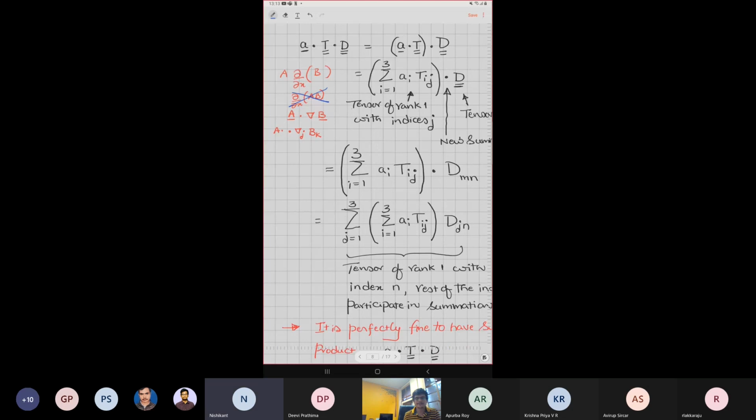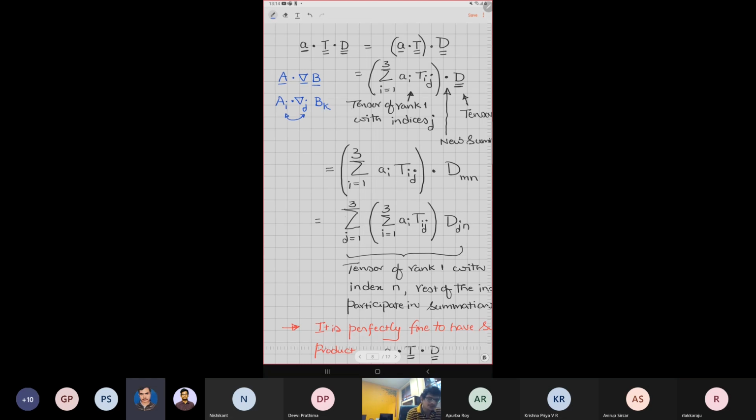Sir, the second A dot grad B, that line, not this one. Okay, let me erase that. So A dot grad B can be replaced by A_i grad_j B_k with a contraction on one of the indices.